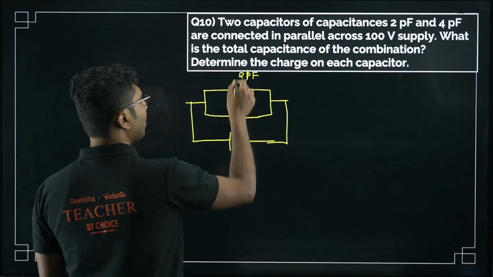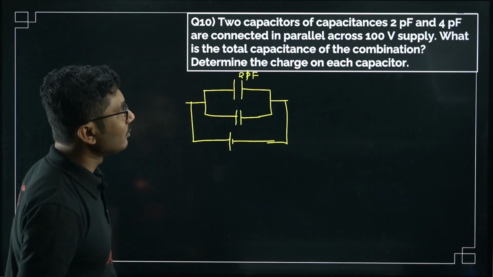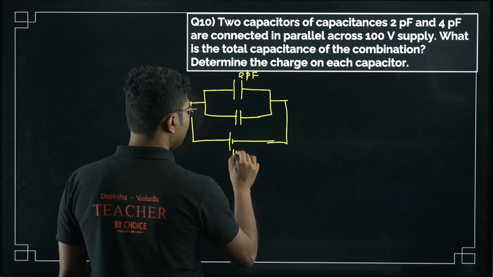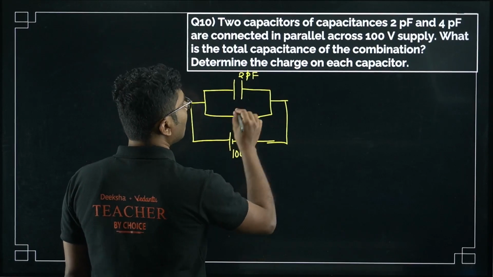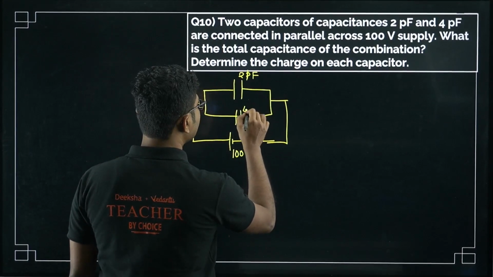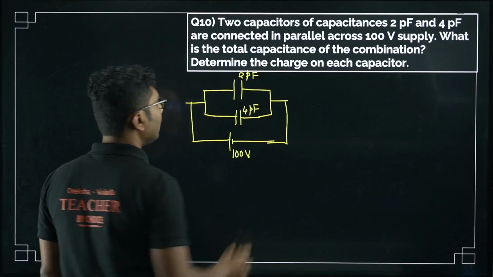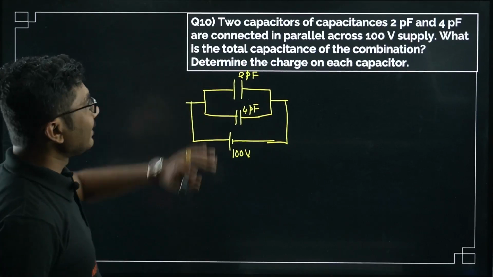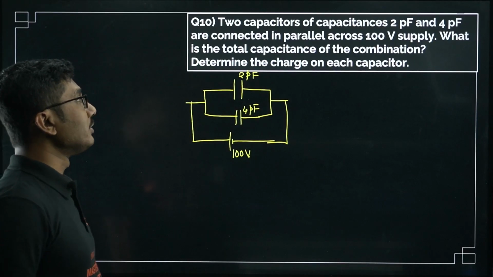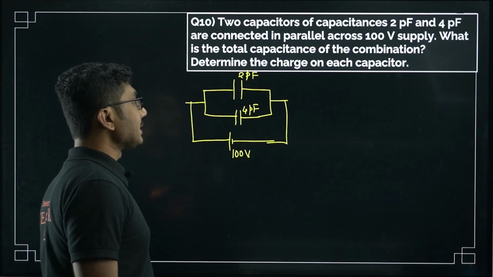This is the symbol for capacitance, this is the symbol for battery. I hope you are aware of that. If you have even opened your book at least once, you should know that. They are connected in parallel across a 100 volt supply. What is the total capacitance of the combination?